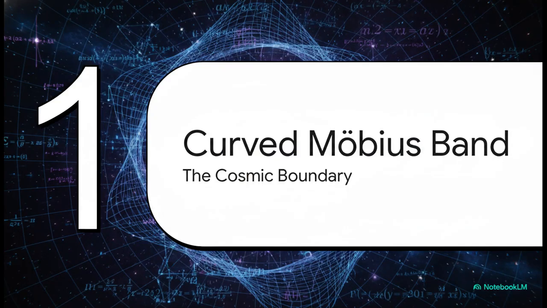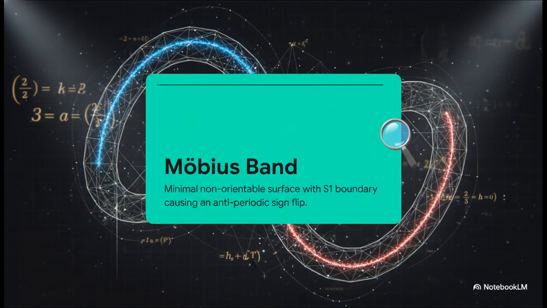Section 1. The curved Mobius band. To get this investigation started, we need to set up our topographical scene. We're working on a very specific stage today, the Mobius band. But not just any Mobius band. We're looking at the minimal, non-orientable surface with a single closed boundary loop, or an S1 boundary.